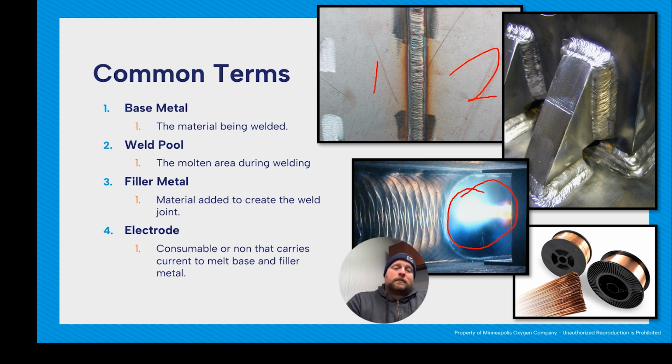Filler metal is material added to create the weld joint. If we look here, we've got some base metal, number 1, number 2, and then everything in between the two, that's your filler that has been melted to join. And then electrode, that's a consumable or non-consumable that carries the current to melt the base and the filler metal. In this picture down here, we have some electrode and filler. The straight lengths are filler for TIG. These spools would be electrode for MIG.